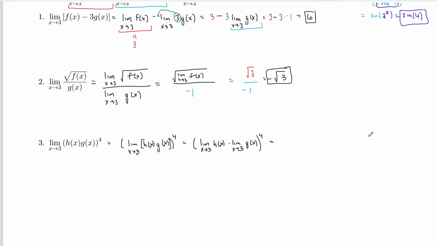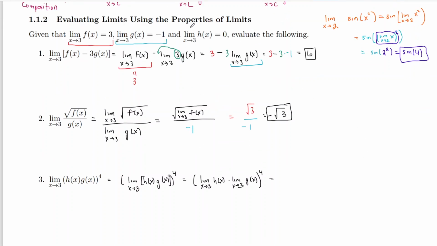We haven't done h of x, so I'll scroll up here. The limit as x goes to 3 of h of x actually equals 0. So this is 0. The limit as x goes to 3 of g of x equals -1. 0 times -1 is 0. And then to the 4th power is still 0. So this limit is just 0.